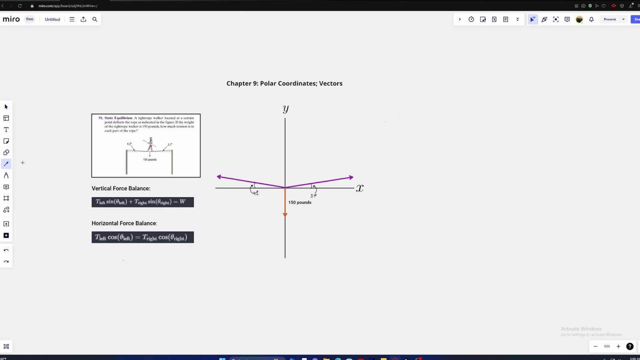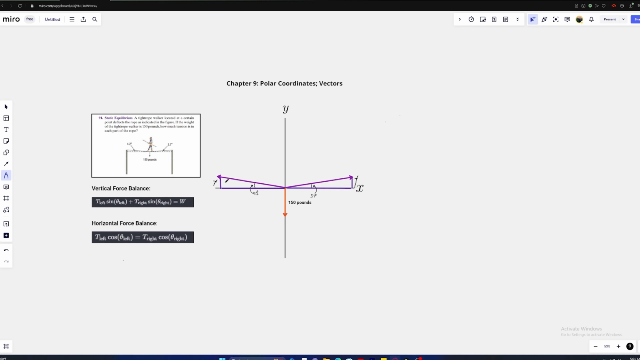And we can see that with the tightrope, these vectors are broken up into x and y components. As the y, and I'll change this to a purple component, and then the x component. And the same goes for this part of the tightrope as well. You can see these are the y components here. These two y components are going in the opposite direction of the weight of the tightrope walker.